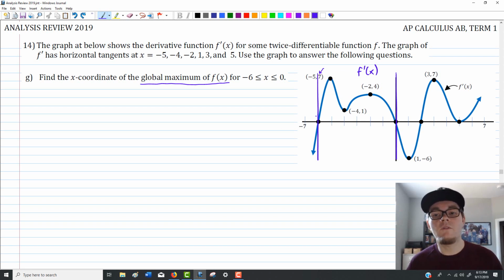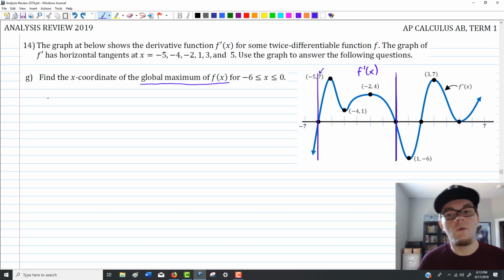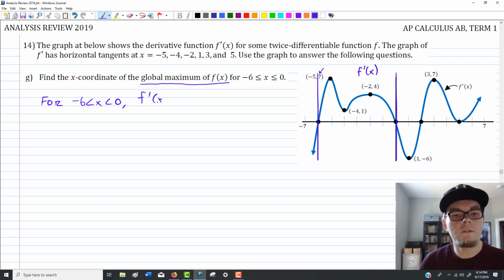So instead what we need to think about is what we're seeing on this interval. What jumps out at me as I look at this is from -6 all the way to 0, do you notice that f prime of x is uniformly positive? Even if you don't, I'm going to go ahead and list that. For -6 less than x less than 0, f prime of x is greater than 0.